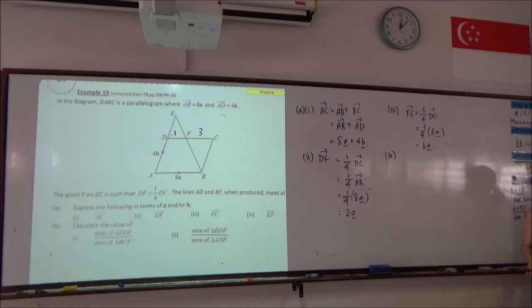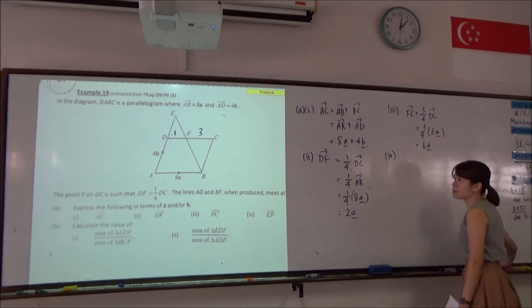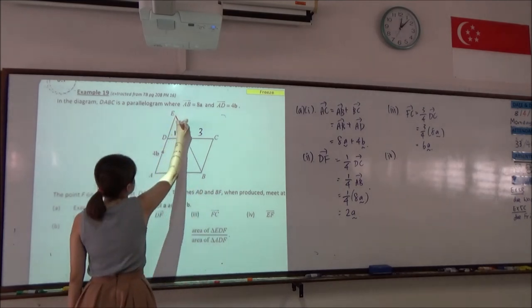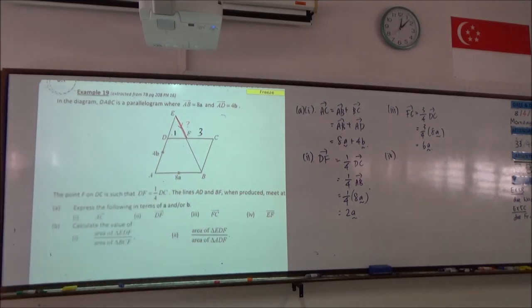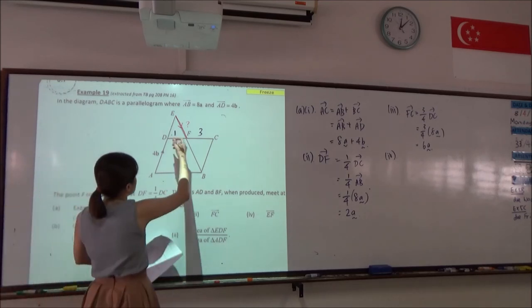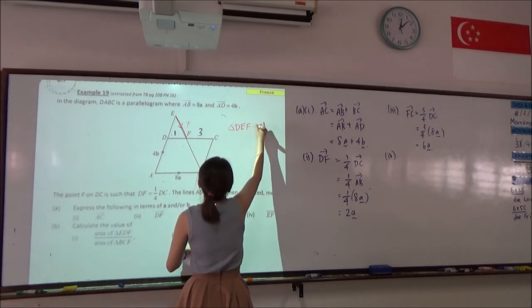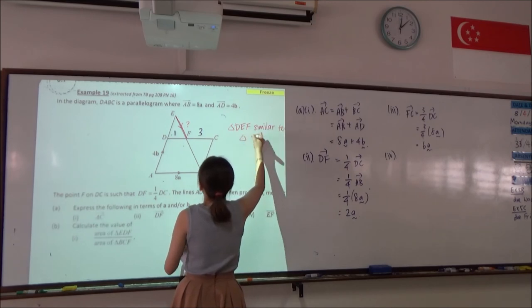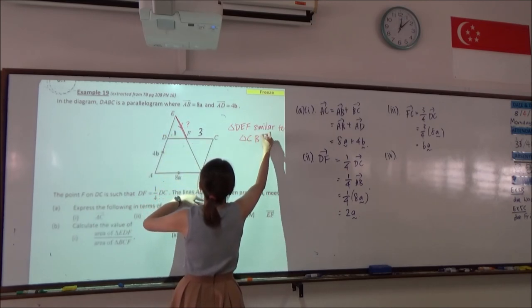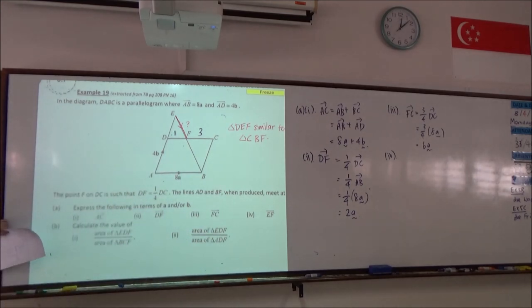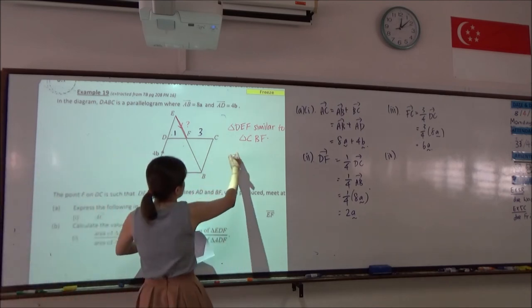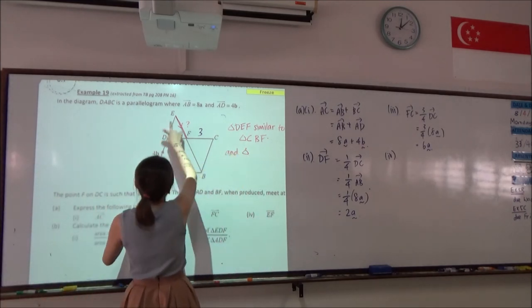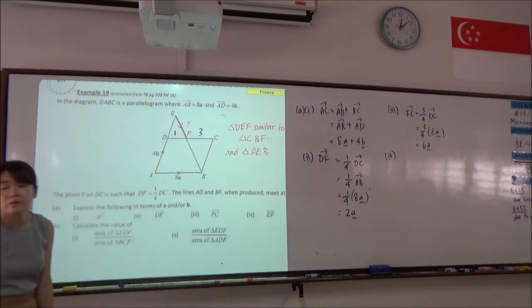Okay, next we look at part 4, we want to find out what is EF. How do we find EF? Now how do we find that? Triangle DEF is similar to triangle CBF. Okay, is that the only similarity? Anything else? AEB is also similar to DEF. Okay, we are able to identify these two.